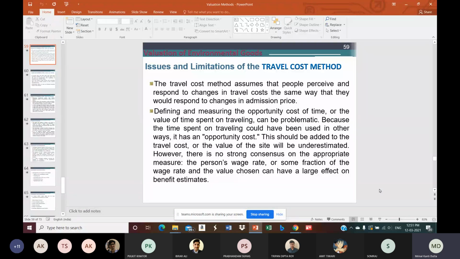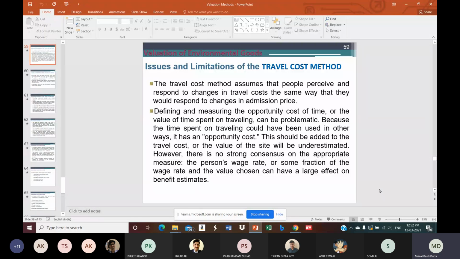So this should be added to the travel cost, otherwise the value of the site will be underestimated. But there is no strong consensus on the appropriate measure. So what is to be carried out? What is to be considered while talking about this opportunity cost of travel time? Whether it should be the wage rate of the person or some fraction of the wage rate, and the value chosen can have a large effect on benefit estimates.